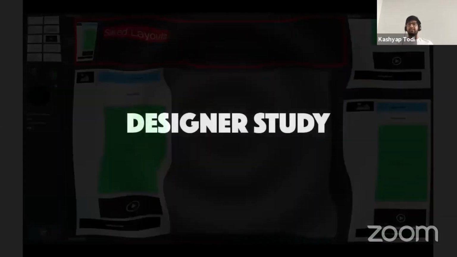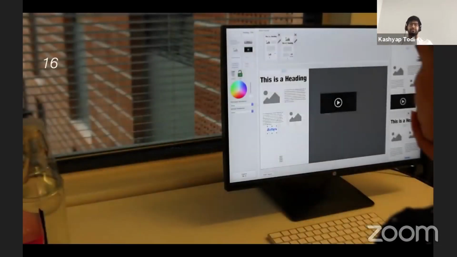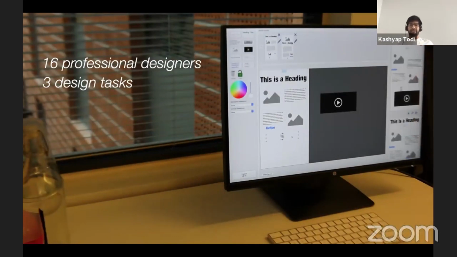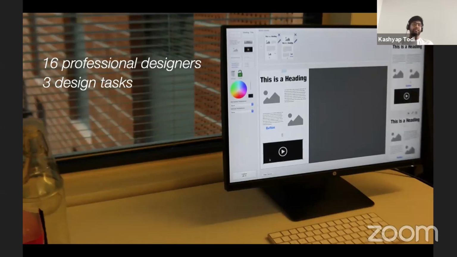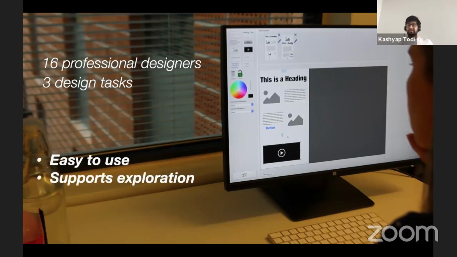And this is something we tested out in a designer study where we invited 16 professional designers and gave them 3 design tasks that were quite similar to what they would do on a daily basis, starting from a pretty easy task to get them warmed up to something more complicated, and then finally a free-form design task of their choice. And we found that the system was easy to use and it adequately supported exploration as well, which is an important feature. And designers particularly liked the autocomplete aspect where they could partially specify the design and get results.